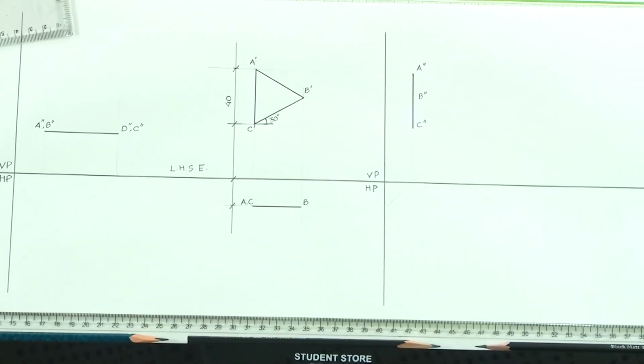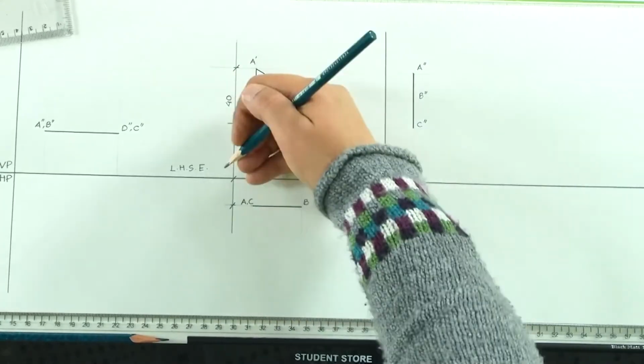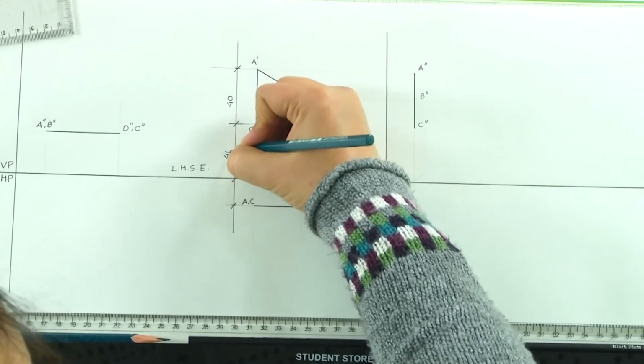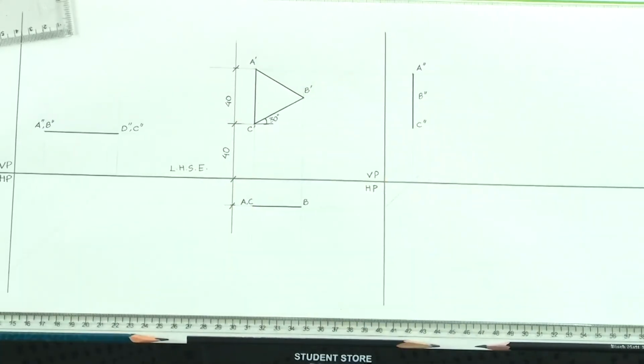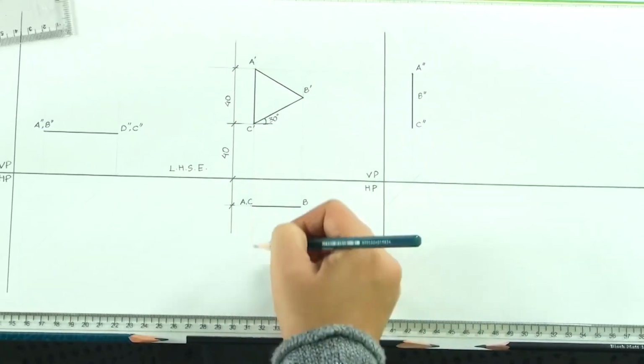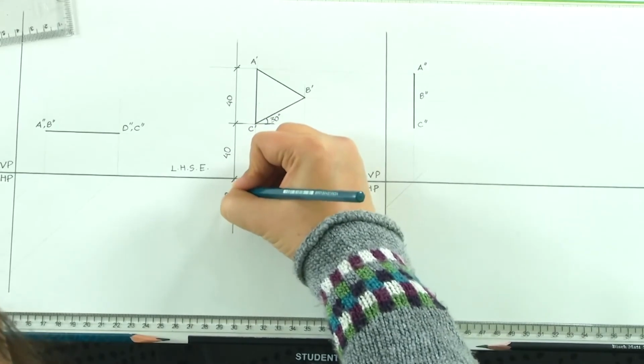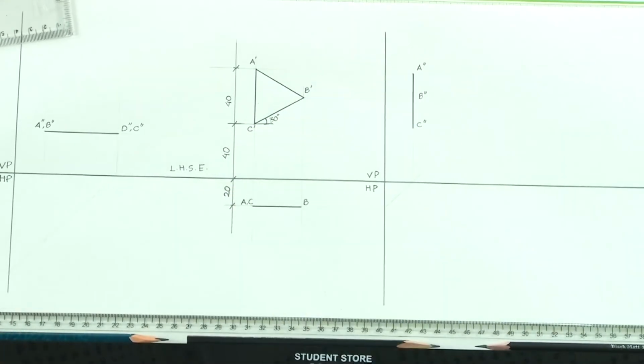The other thing, the lowest point is 4 centimeters above HP. So, above HP it is 40 and 2 centimeters in front of VP. So, in front of VP it is 20 again. So, it is 20 here. We do not need to mention any other dimension anywhere.